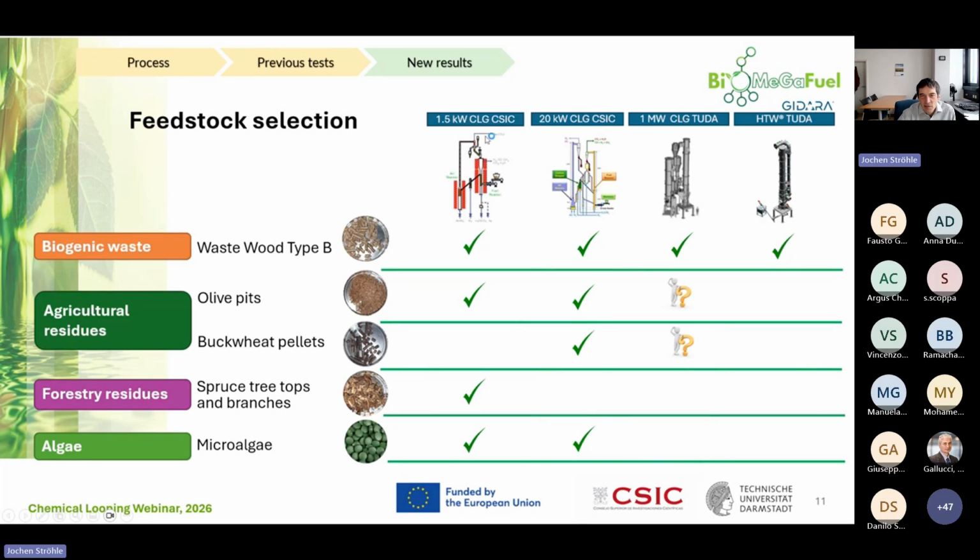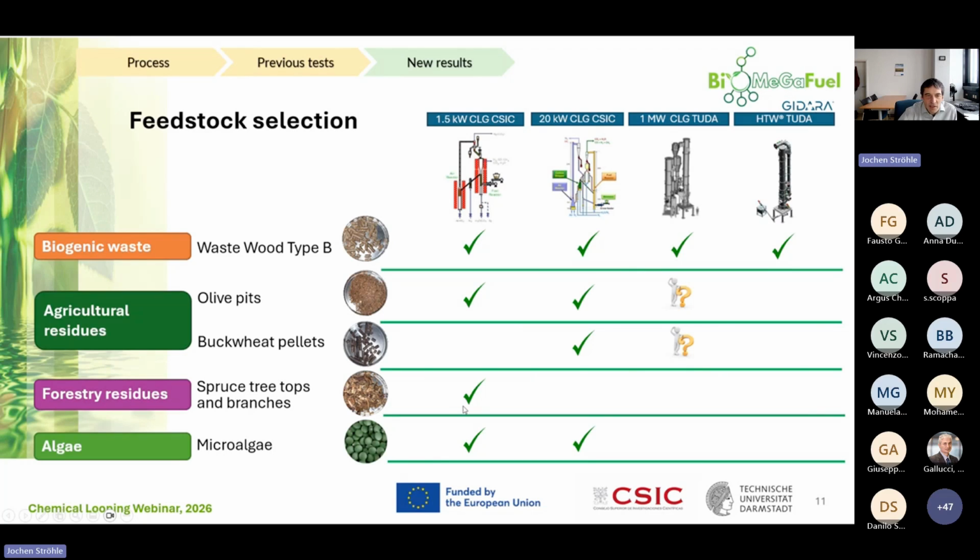So at CSIC, we have the 1.5 kilowatt scale, 20 kilowatt scale, and in Darmstadt, 1 megawatt scale. Maybe I can add that we will also test the HTW project owned by Chidara as a reference fuel, as a reference case. Then we have 5 different fuels: wastewood, olive pits, buckwheat pellets, spruce, and treetops branches, but also microalgae.